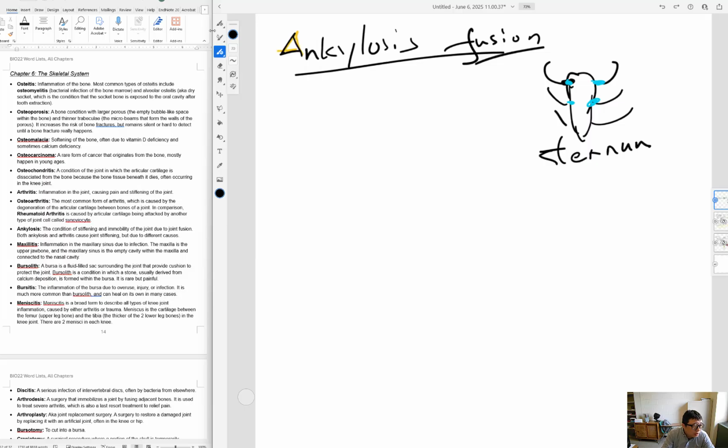Okay, next one. Maxillitis. Maxillitis, as we mentioned, maxilla bone. That's the, sorry.